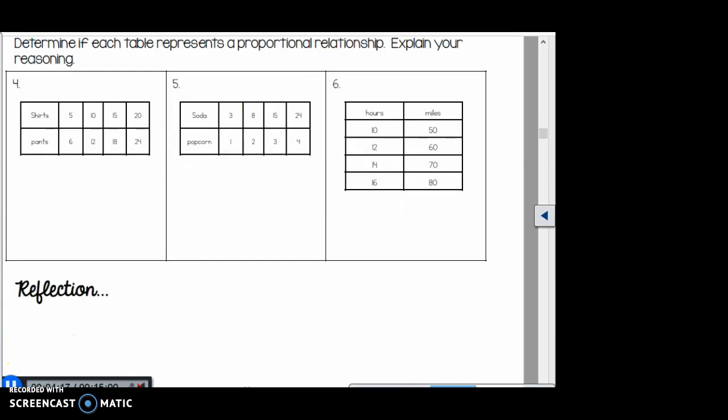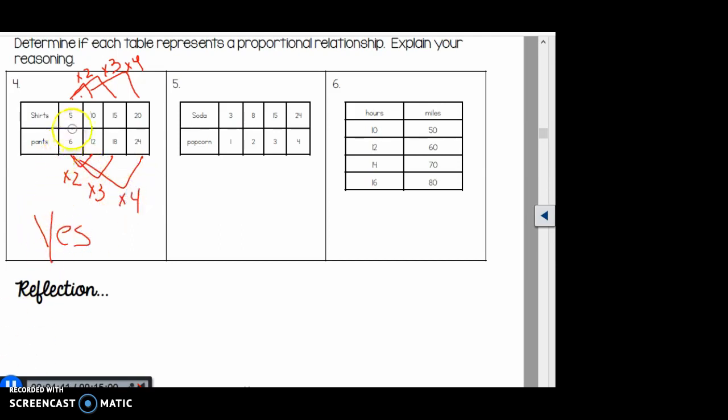This time we're looking at tables again. Determine if each table represents a proportional relationship. Explain your reasoning. Well, we multiplied by 2 here. Then we multiplied by 3. Then we multiplied by 4. Let's see if those relationships are the same. Multiplied by 2. Multiplied by 3. Multiplied by 4. That looks pretty good.